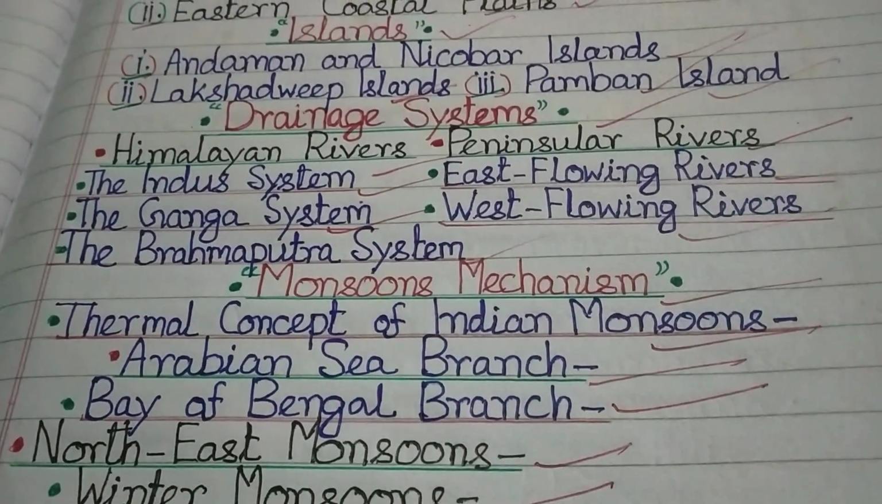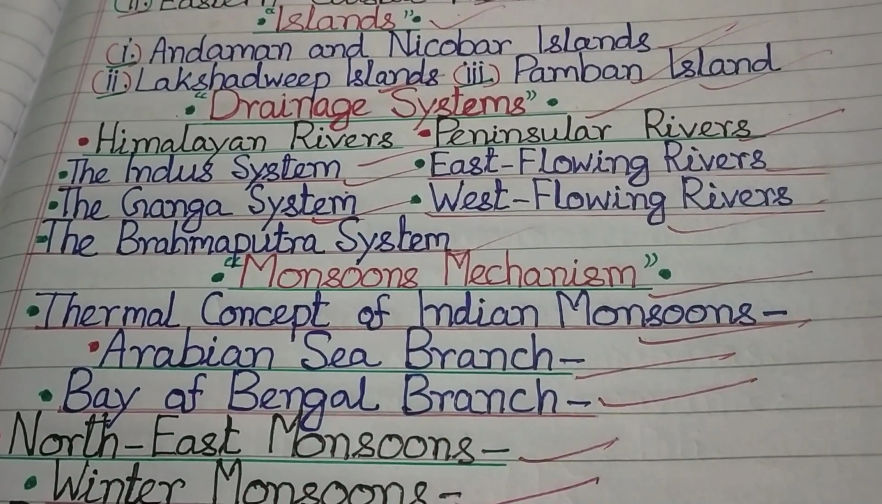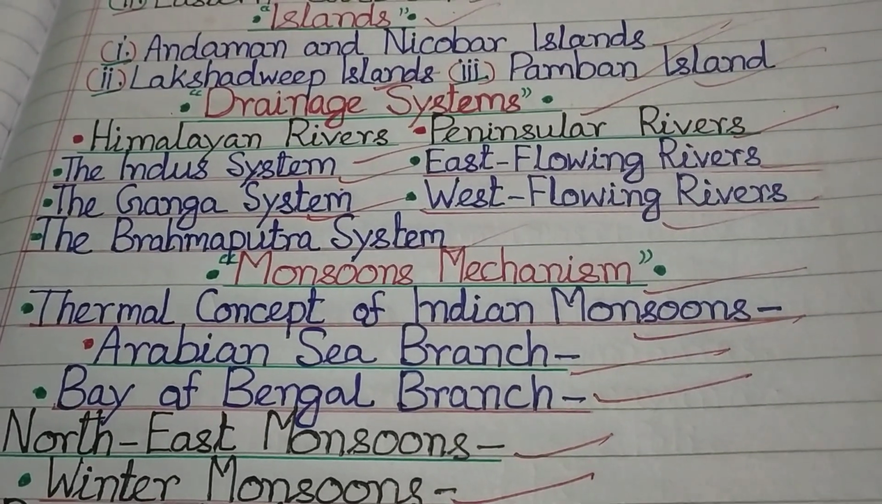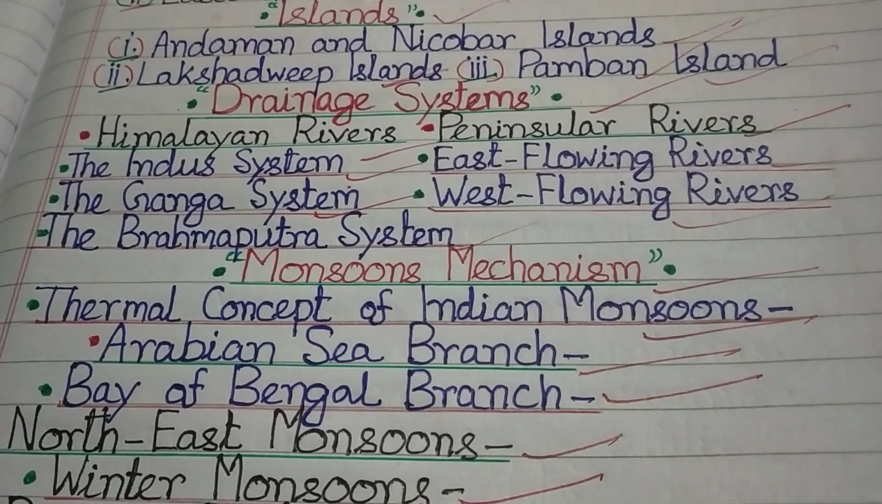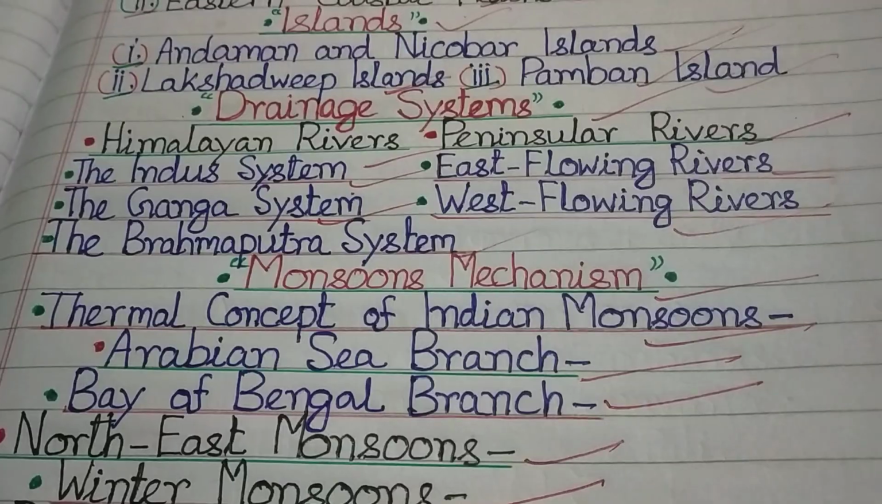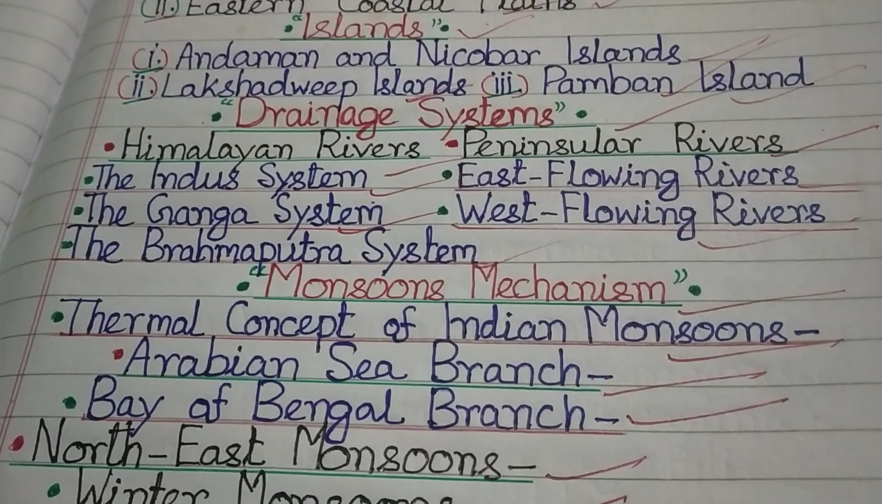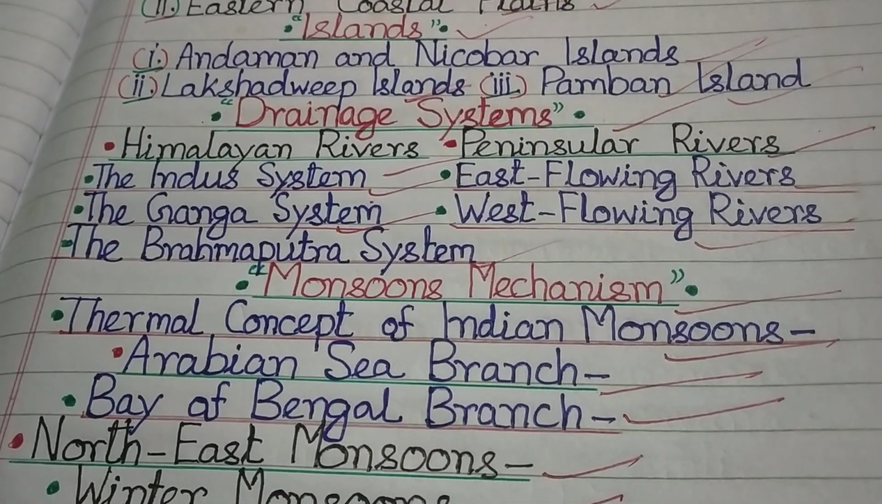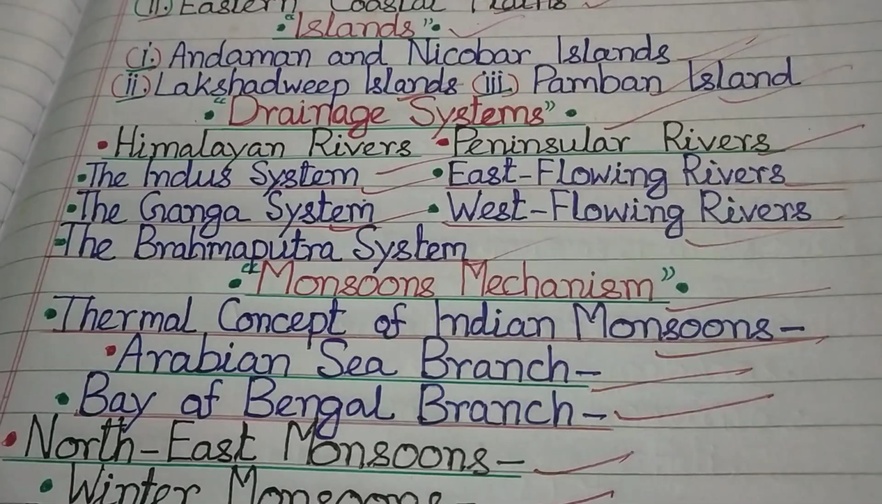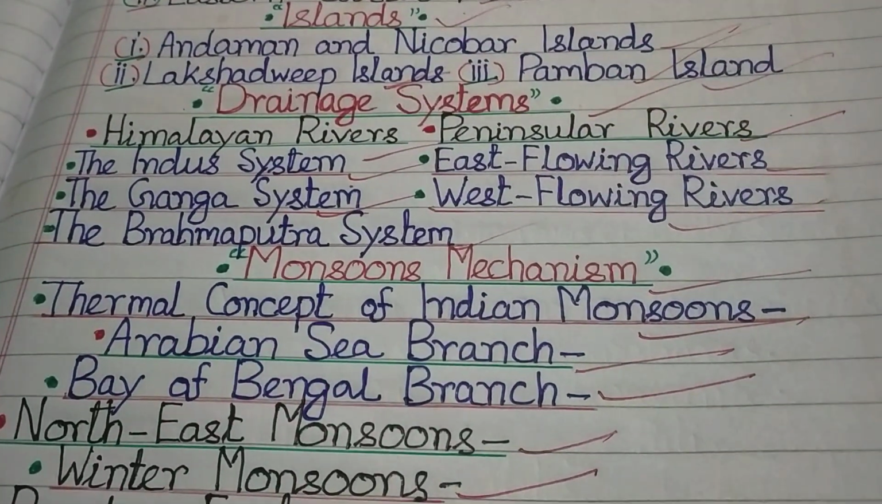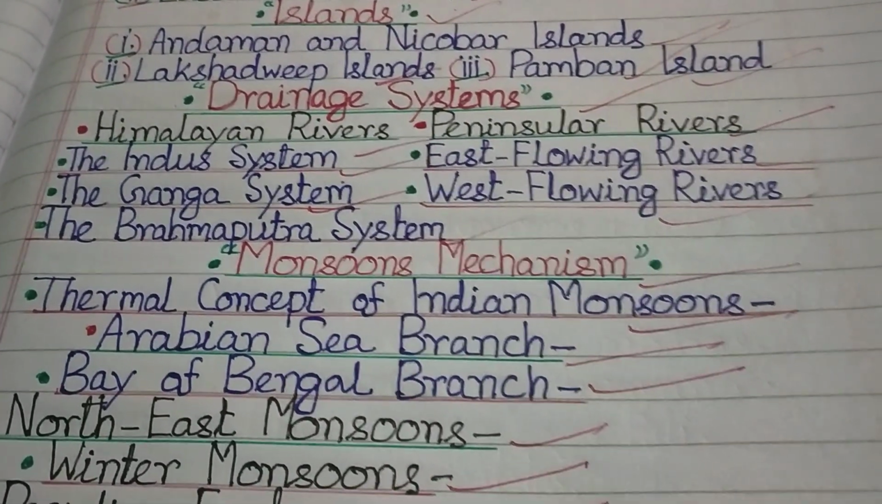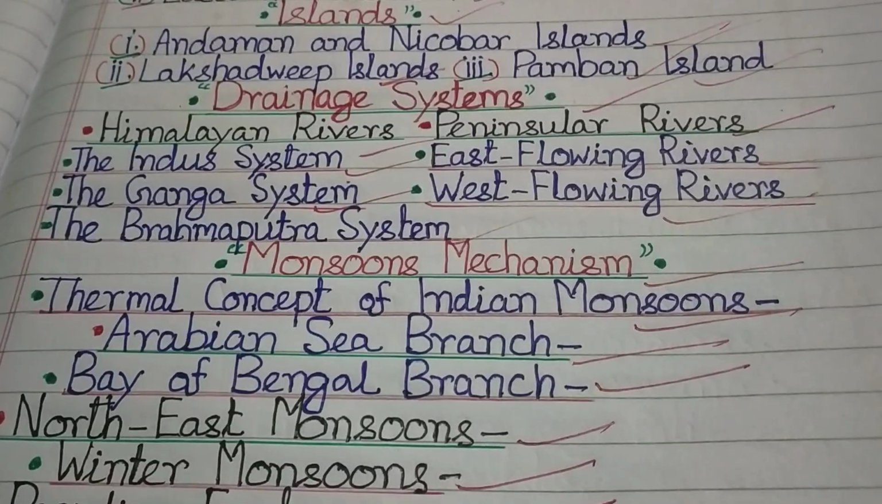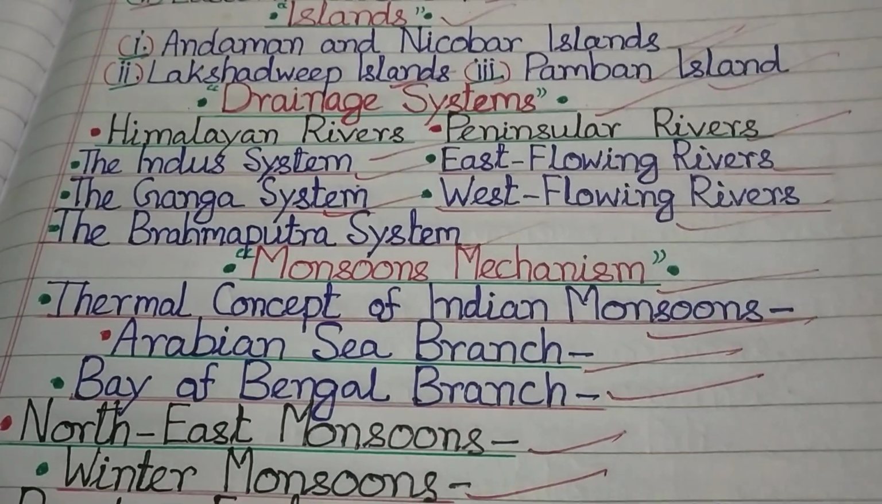The Sutlej drains around 24,087 square kilometers in India and is of immense economic value for the Punjab plains. So now, after the Indus system, we will discuss the Ganga system.